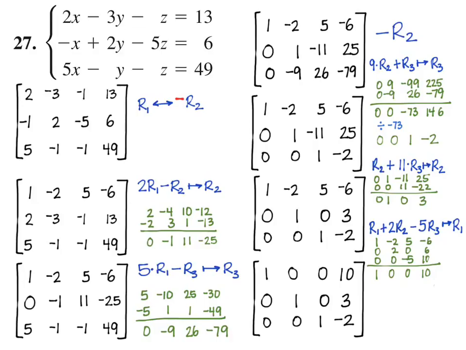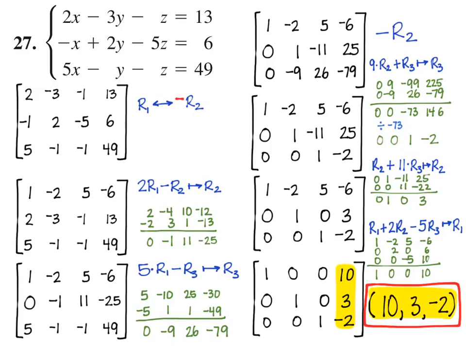And what you might notice here is I now have a diagonal of 1s, and above the diagonal are all 0s, and below the diagonal are all 0s. So this is the solution to the system. It's reduced row echelon form, and this column are the solutions. This is the first variable, the second variable, and the third variable. So here's my ordered triplet, and that's the solution to the system.